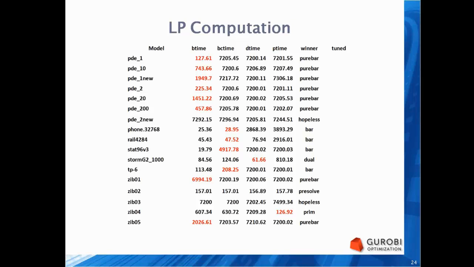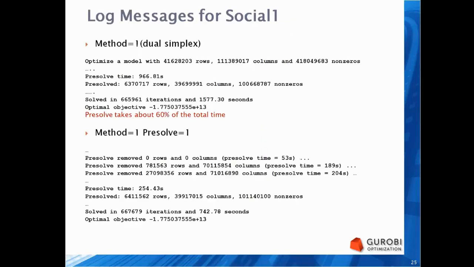Crossover due primal, or having trouble. Now I'll just show you one log about the largest model, the social one, and as I told you, dual simplex solves it nicely. But if you look at the log, presolve takes 967 seconds, and the total time is 1577 seconds. So presolve takes about 60% of total time.